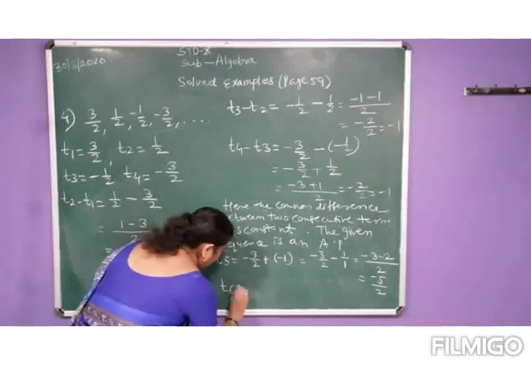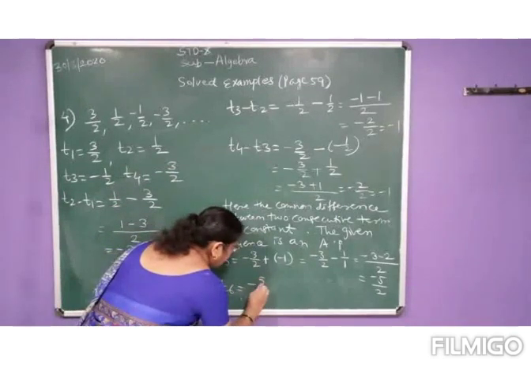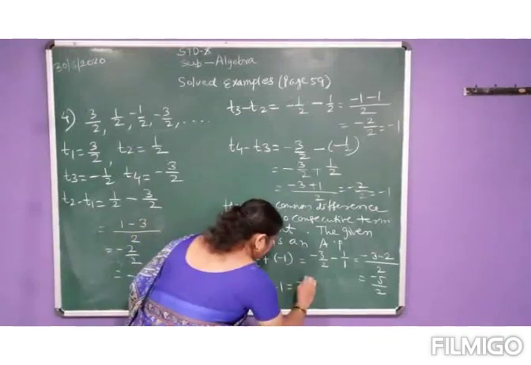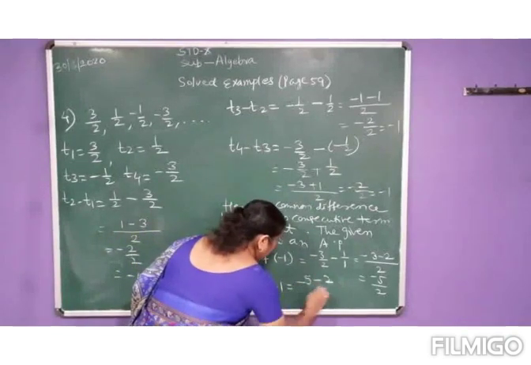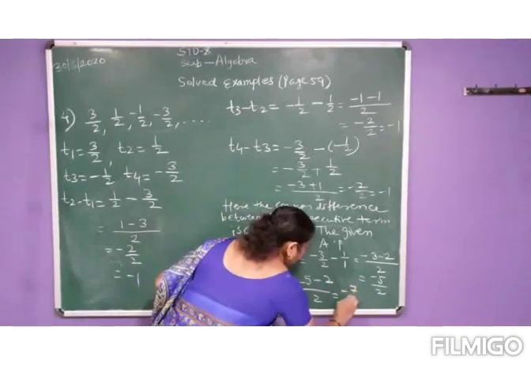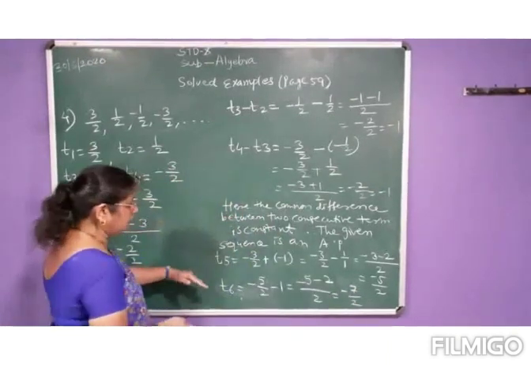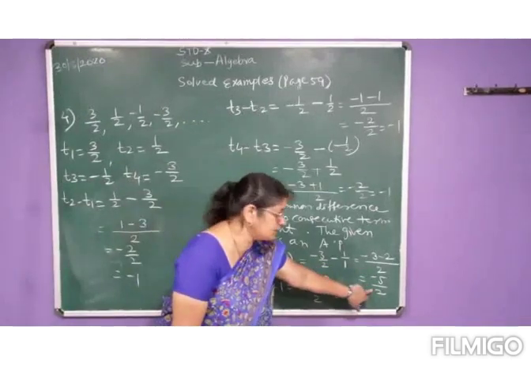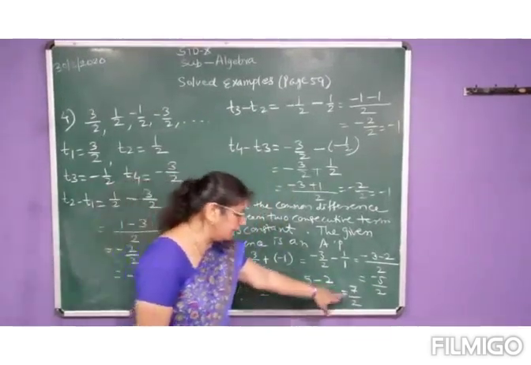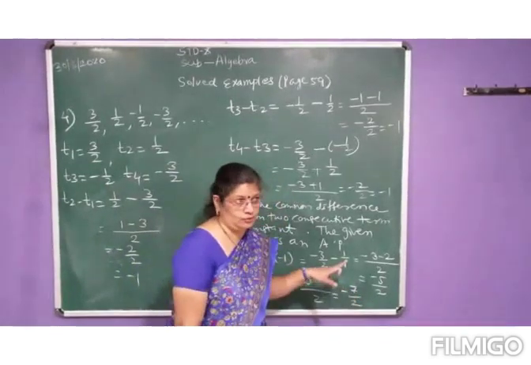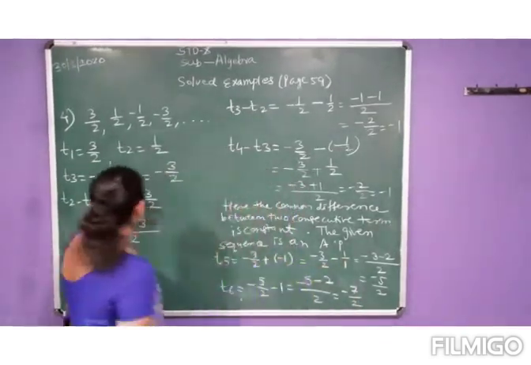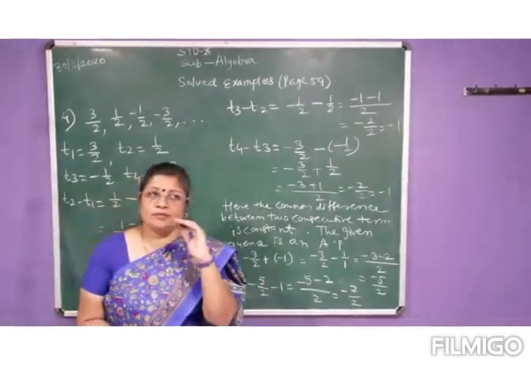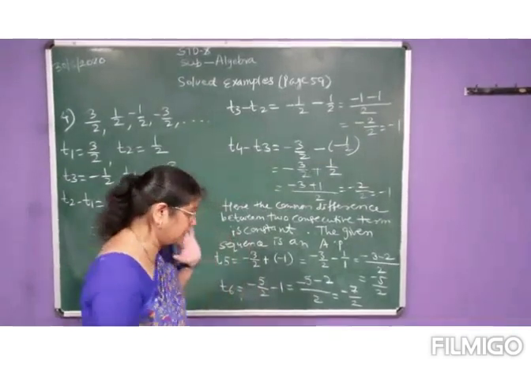Now T6 I want to find out. So minus 5 upon 2 minus 1. That's what? Minus 5 minus 2 upon 2. So minus 7 upon 2. So what answer, which terms you got? The next two terms of the given sequence are minus 5 upon 2 and minus 7 upon 2. Okay. Now this is in the fraction. So while solving such type of sum, be careful when you solve such type of sums.